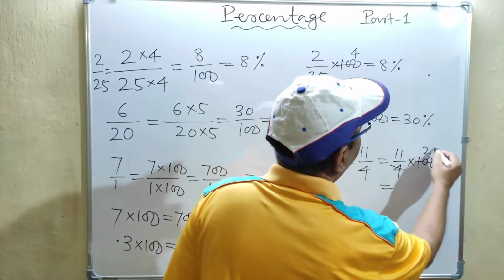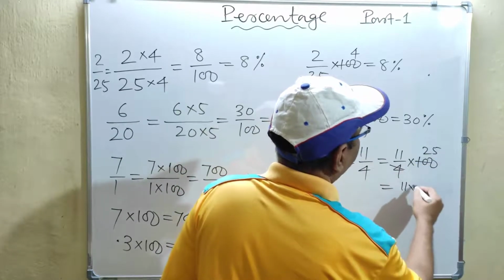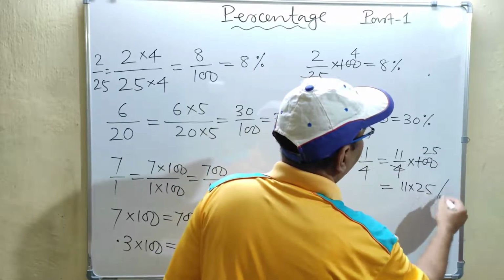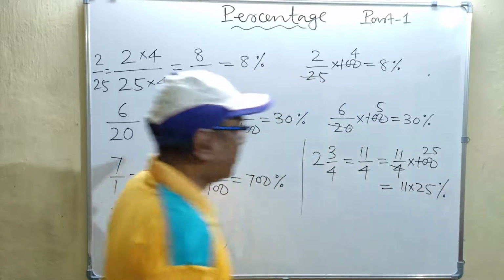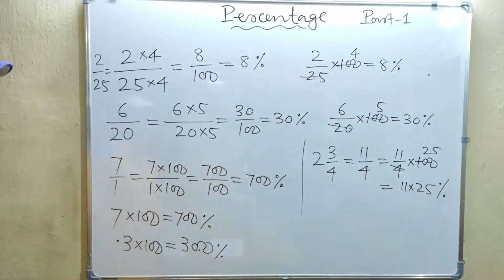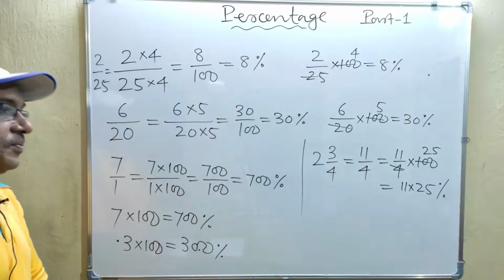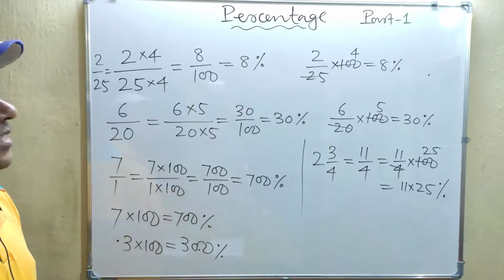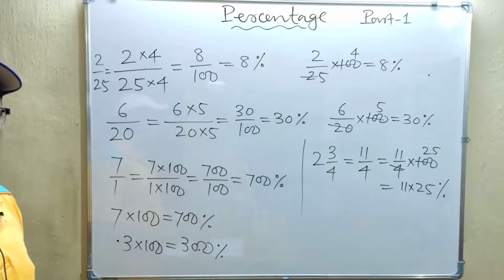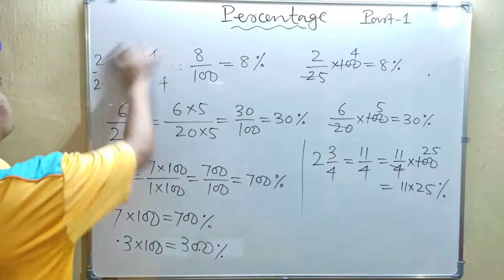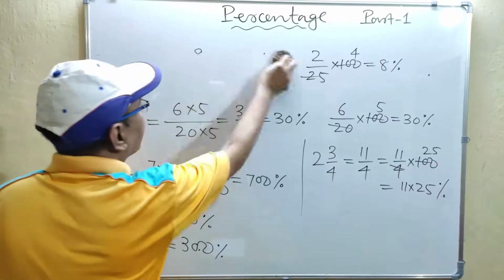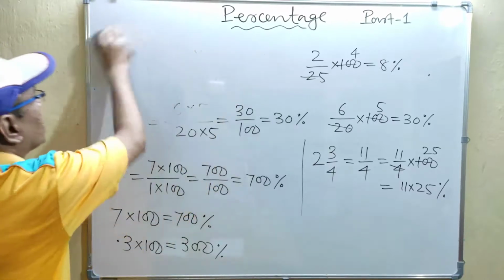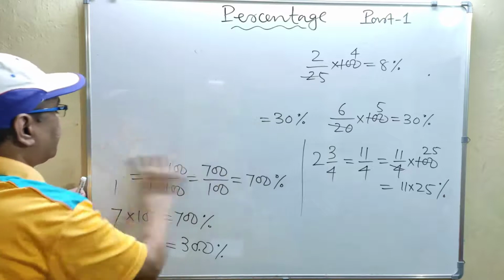So it is 25. Now 11 into 25, you will multiply, whatever comes, that much percent. So in this way we can convert any fraction or mixed fraction into percent. Okay. Now let us see a simple problem to understand the concept of percent.